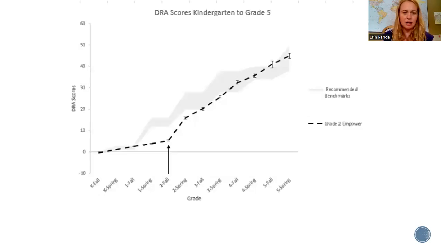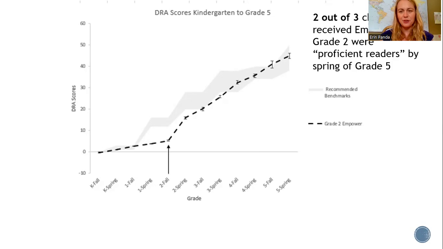And here's our results. So we've got reading outcomes in the kids who got intervention in grade 2. And you can see in the years before intervention, their rate of change is pretty flat. The slope of this line is pretty flat, and they're not meeting grade level expectations. You see this big jump in scores in the year they received intervention. And in the years after intervention, this increased rate of change continued to be there. So by the end of grade 5, 2 out of 3 children who got intervention in grade 2 were now reading at grade level.